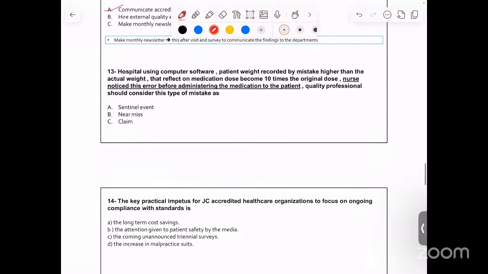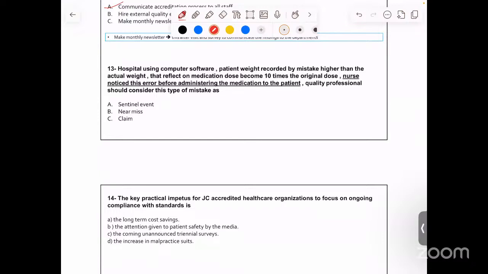Very good. Number 13. Hospital using computer software, patient weight recorded by mistake higher than the actual weight. That reflected on medication dose, which became 10 times the original dose. The nurse noticed this error before administering the medication to the patient. Quality professionals should consider this type of mistake as: A, sentinel event, B, near miss, C, claim. Near miss. Very good.